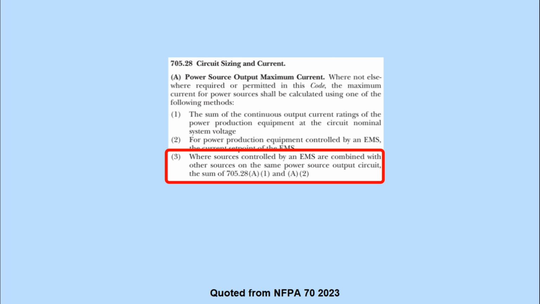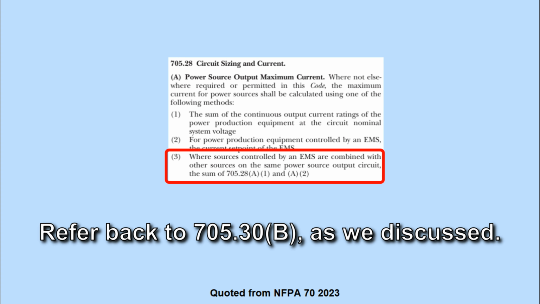3. Where sources controlled by an EMS are combined with other sources on the same power source output circuit, the sum of 705.28(A)(1) and (A)(2). In other words, in cases where there's multiple power sources, the currents from the non-EMS power sources are added to the currents from the EMS power sources to obtain the maximum current for power sources. We'd then be required to multiply that by 125% when we're calculating busbar loading.